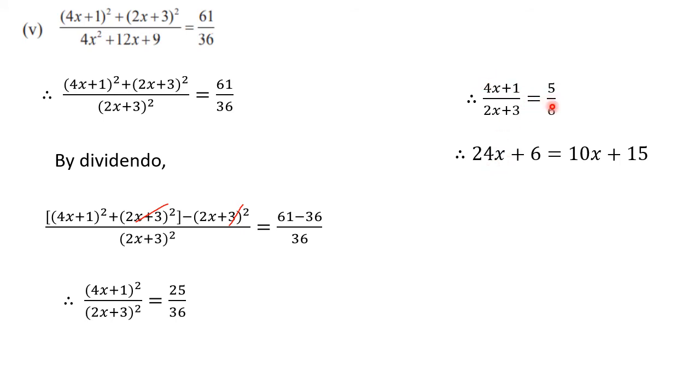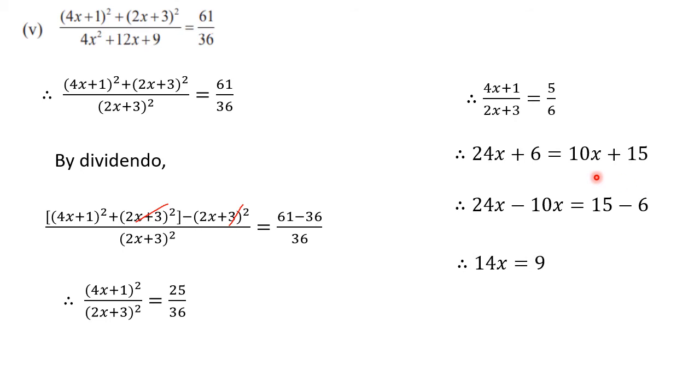See, 4x into 6, that is 24x. 1 into 6 is 6. 5 into 2x is 10x, and 5 into 3 is 15. Okay. Now change the side. Bring this 10x this side and take this 6 that side. So you will get 14x is equal to 9.